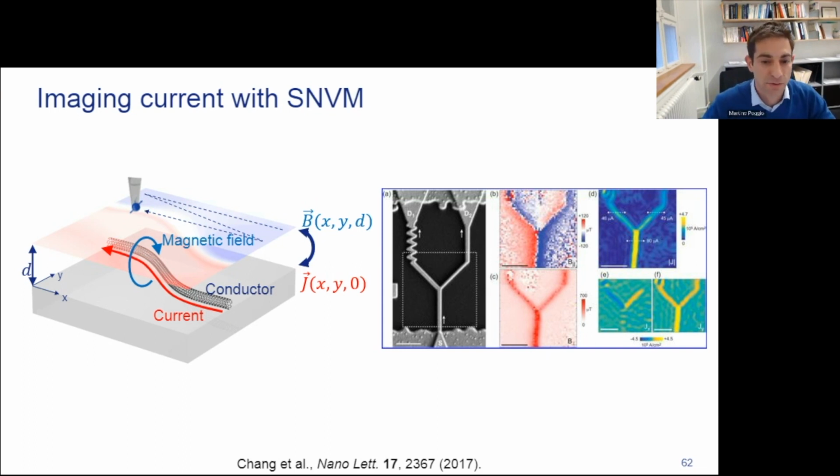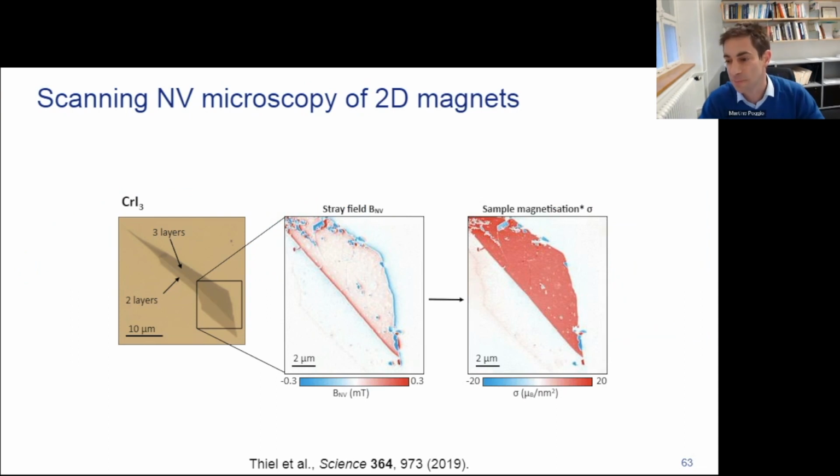And they can also be used to measure magnetization. This is an example from the Maletinsky group, also here in Switzerland, but here at the University of Basel, where they used scanning NV microscopy to image 2D magnets. So this is a 2D magnet, chromium iodide (CrI3), which is a layered magnet where you really see the effect on the magnetism of the layers, where essentially the magnetism changes sign as you put one layer on top of another, and you can very, very clearly see that in these beautiful scanning probe images.